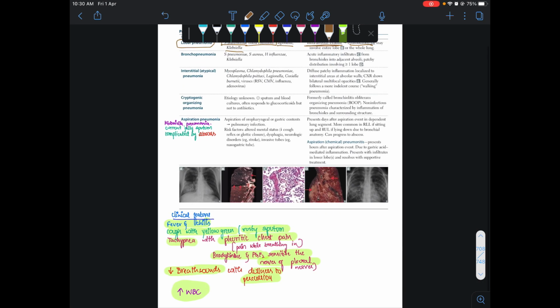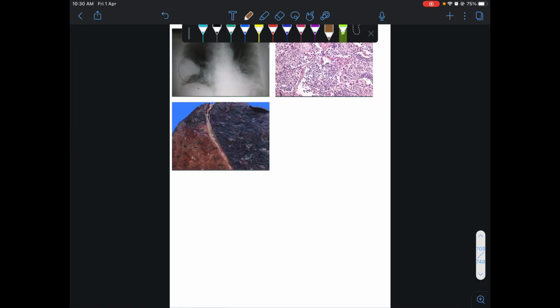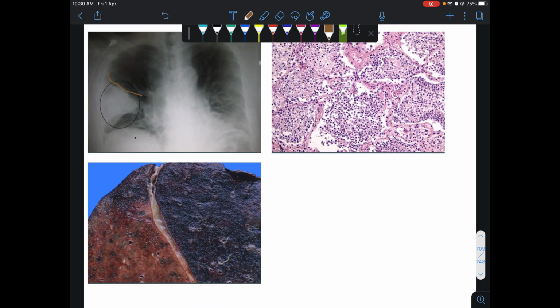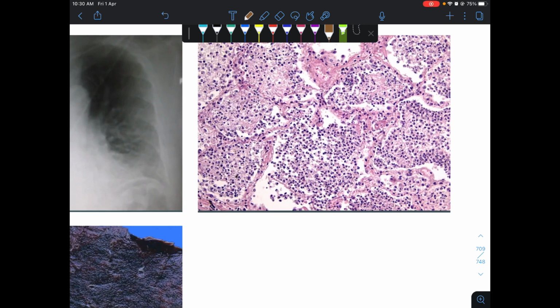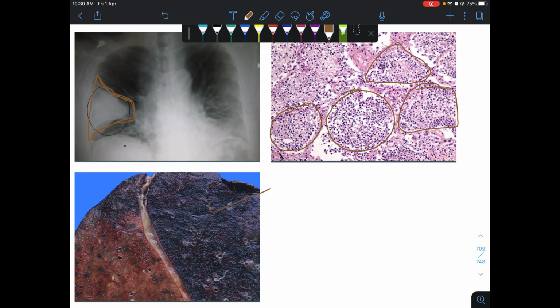We will see the figure. As we can see in this figure, the entire lobe of the lung is involved, and these are the airways. These are the airways but filled with neutrophils and other leukocytes, and involvement of one lobe or the entire lung is common in lobar pneumonia. As we can see in this figure also, the entire lobe is involved.